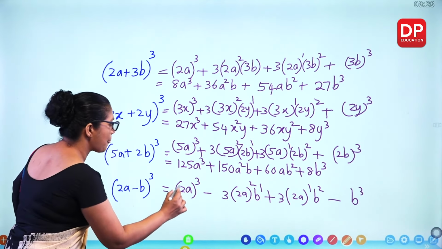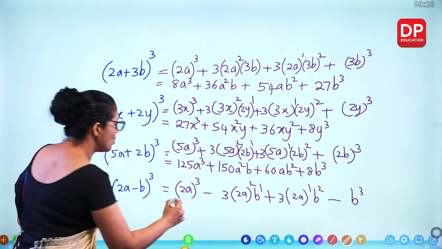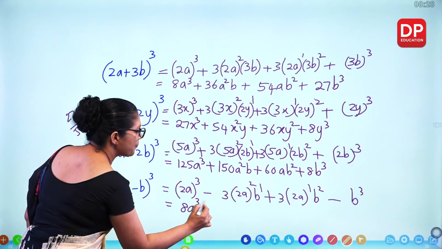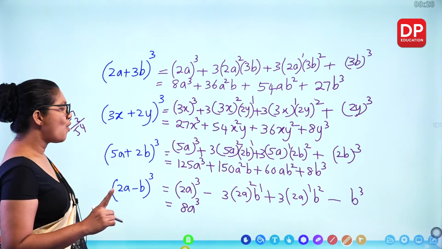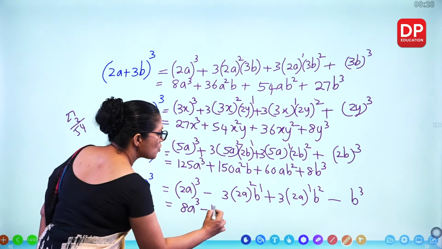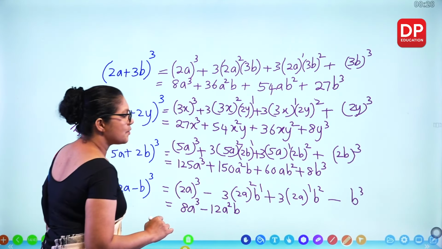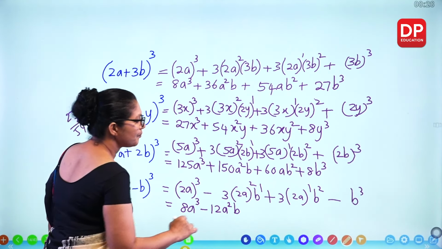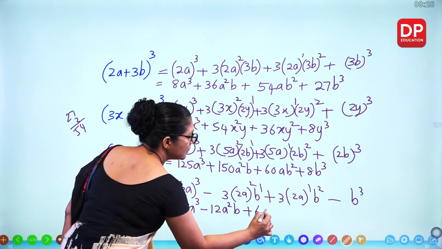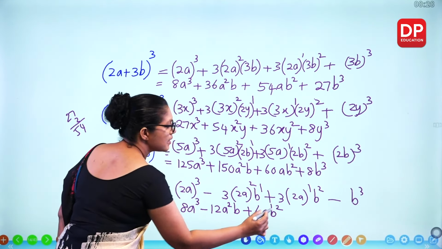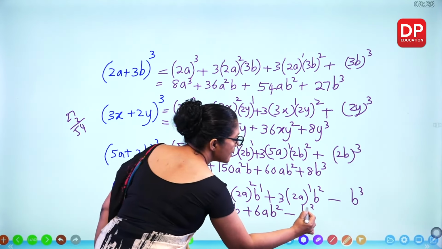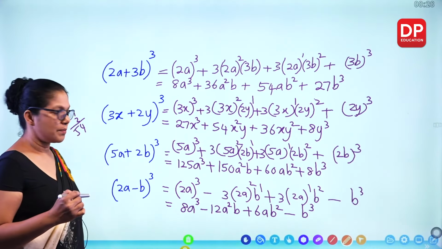Now expand. 2 times 2 times 2, 8a cube. This one, 2 times 2, 4. 4 times 3, 12a squared b. This one, 3 times 2, 6ab squared minus b cube.